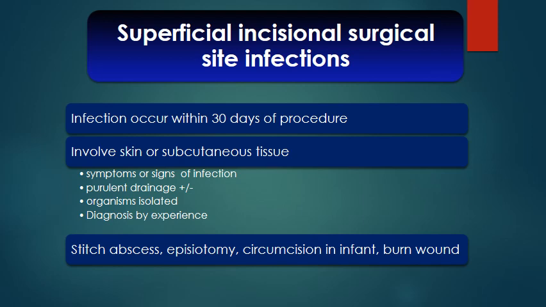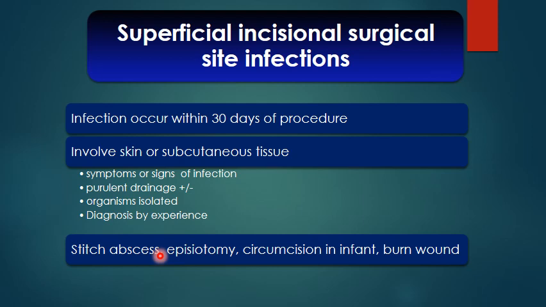The first is superficial incisional surgical site infection. It is an infection that occurs within 30 days of the procedure. It involves skin or subcutaneous tissue. It may be presented with symptoms or signs of infection, and may have purulent discharge. Organism is isolated. Diagnosis by surgeon. Stitch abscess, episiotomy, and circumcision for infant and birth wound all are superficial incisional surgical site infection.